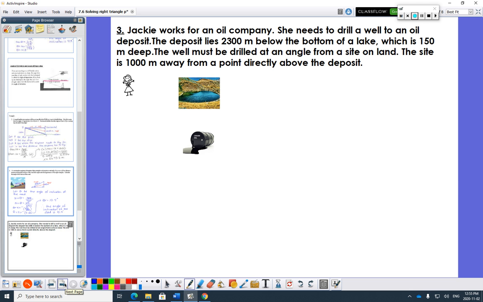Okay, so again, sometimes you're given pictures like this, so you can kind of see it's got 3 points. It's got the startings of a triangle, okay? So Jackie works for an oil company. She needs to drill a well to an oil deposit. The deposit lies 2,300 meters below the bottom of a lake, which is 150 meters deep. So sometimes there are questions like this, okay?